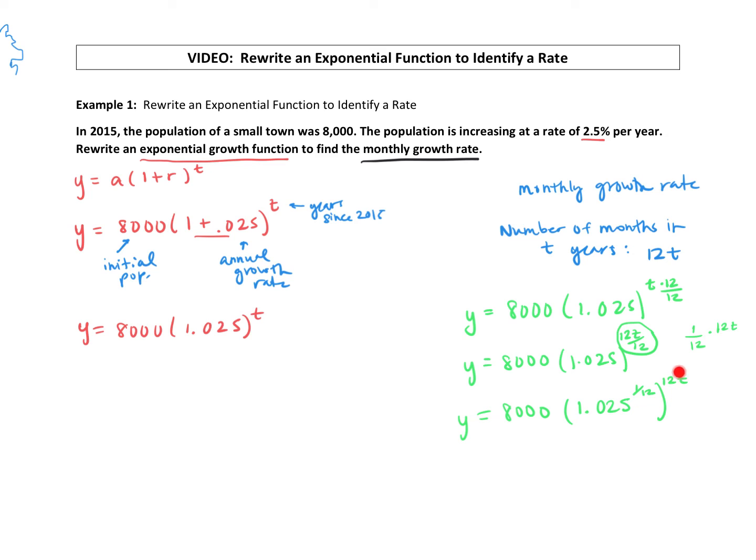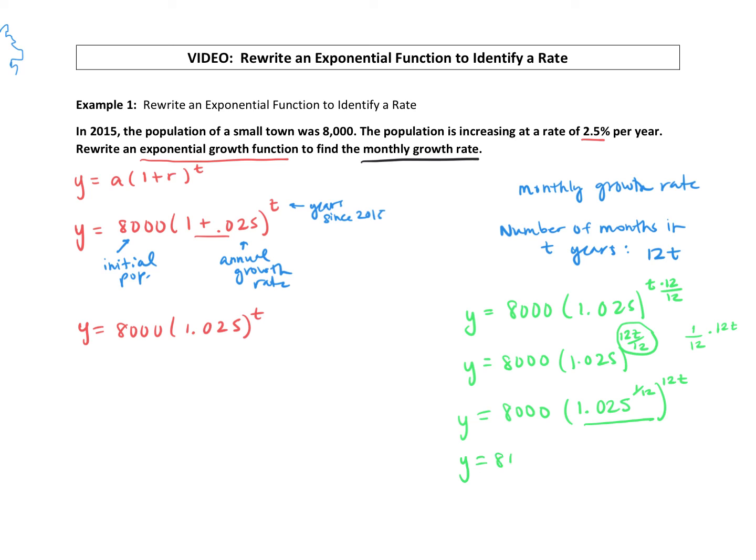And isn't 1/12 times 12t the same thing as this 12t over 12, which is the same thing as our t times basically a 1? So what that does is it changes my exponent to 12t. That's what we wanted. But that does mean that our growth rate is going to change. So what is the growth rate now that we turned our formula into a monthly formula? All we have to do is figure out what 1.025 raised to the 1/12 power is.